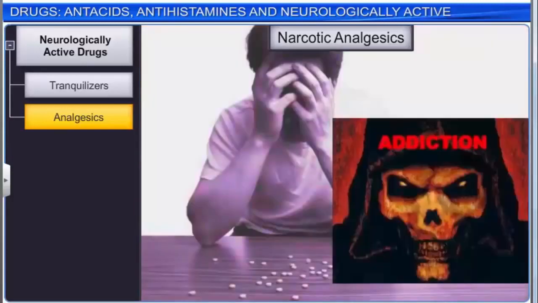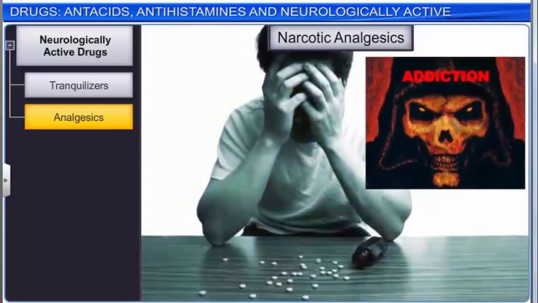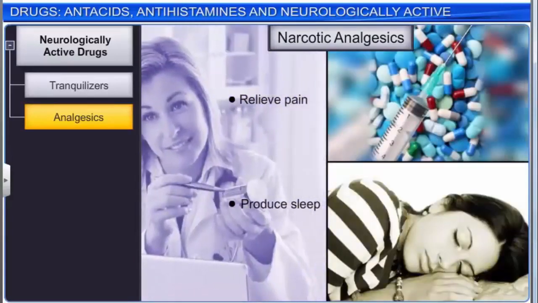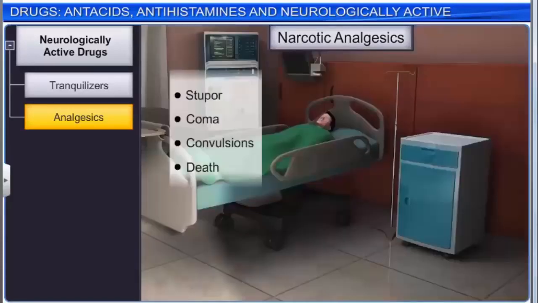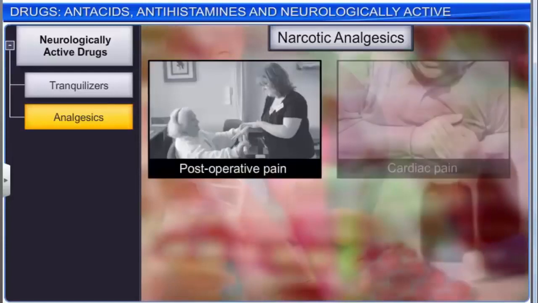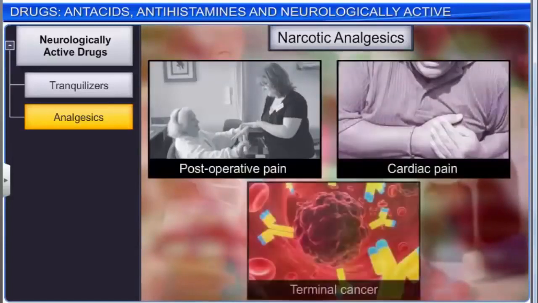These drugs are addictive as they tend to produce a state of euphoria or a feeling of extreme well-being. When administered in medicinal doses, these drugs relieve pain and produce sleep. However, in high doses, they produce stupor, coma, convulsions, and finally death. These analgesics are chiefly used in relieving post-operative pain, cardiac pain, and pains of terminal cancer.